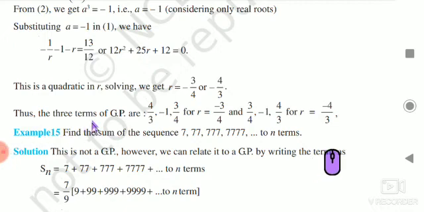Thus, the three terms of the geometric progression are, if the first term is A by R, A is minus 1 divided by minus 3 by 4, that gives plus 4 by 3. Then A is minus 1. Then AR, A is minus 1 into R is minus 3 by 4, that gives 3 by 4. Or we have the series like 3 by 4, minus 1, and 4 by 3. These are the three terms of the given geometric progression.